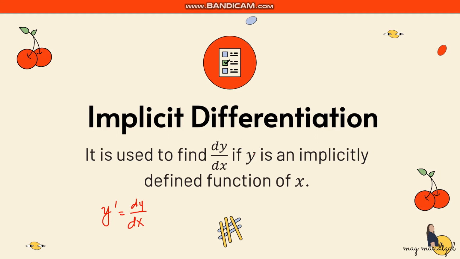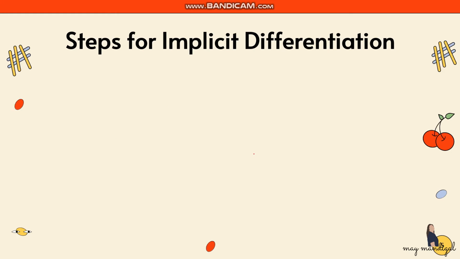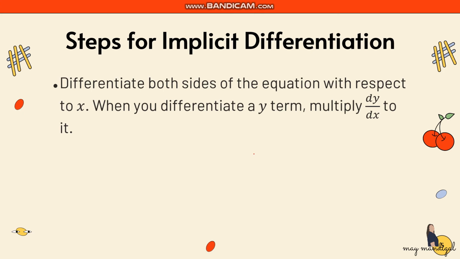But there are just two simple steps that we can follow if we want to use implicit differentiation. The first step is to differentiate both sides of the equation with respect to x. You look at your terms and get the derivative of all of the terms in your equation, on both sides, with respect to x. This is the additional step that we have to do: when you differentiate a term with variable y, you have to multiply or attach dy over dx to it. So that's what we will do.